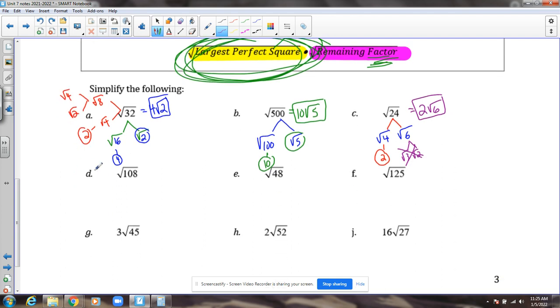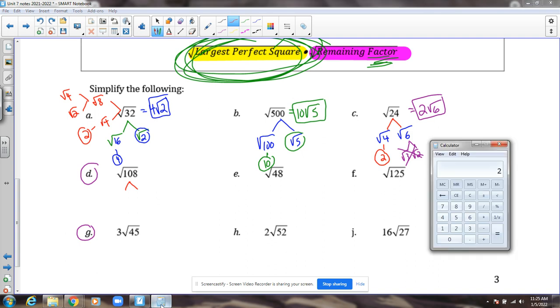All right, I think I'm going to do letter D and letter G now. So try those 2 on your own. We'll have a lot of time to practice this next class, but I wanted to introduce you to the skill. So if you're ready for it, go ahead and pause and try 108. And if you're not ready for it, I'll go through that now. So if you want to try it on your own, pause now.